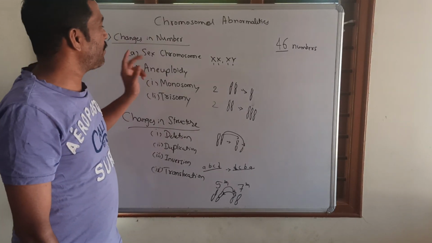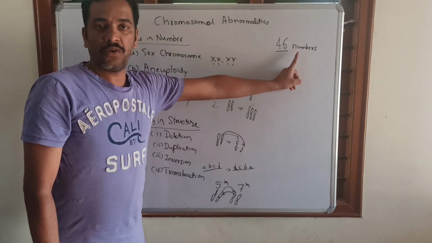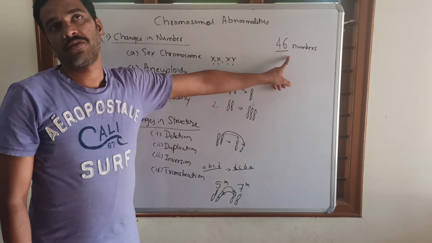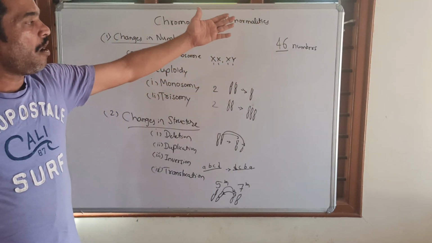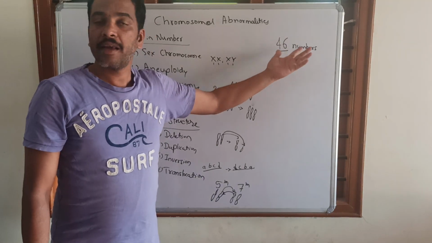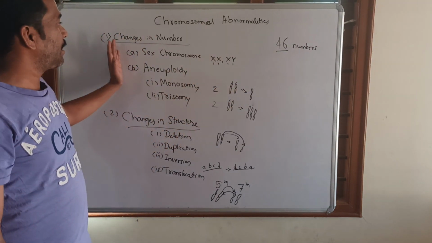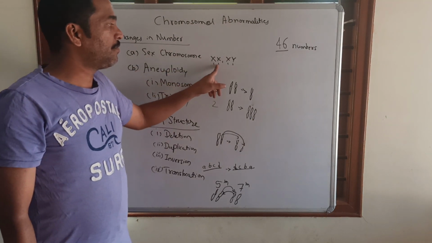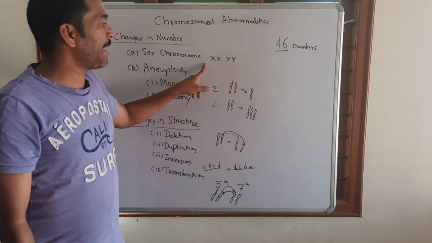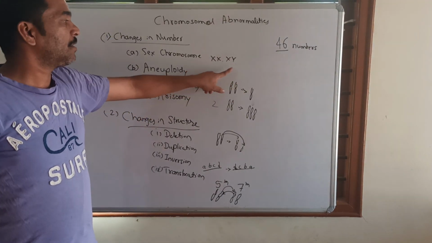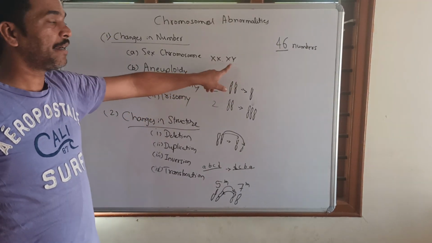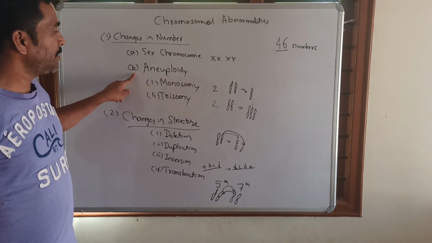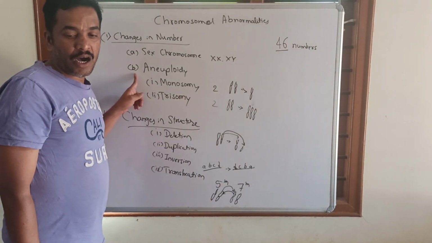In changes in number, there should be 46 chromosomes, and if you observe something other than 46, like 44, 45 or 47, 48, then you can say there is a change in number. Also you can have the sex chromosome, where either XX or XY is deleted or added, then we can say a sex chromosomal abnormality is there. And similarly, the second one, B, that is aneuploidy.